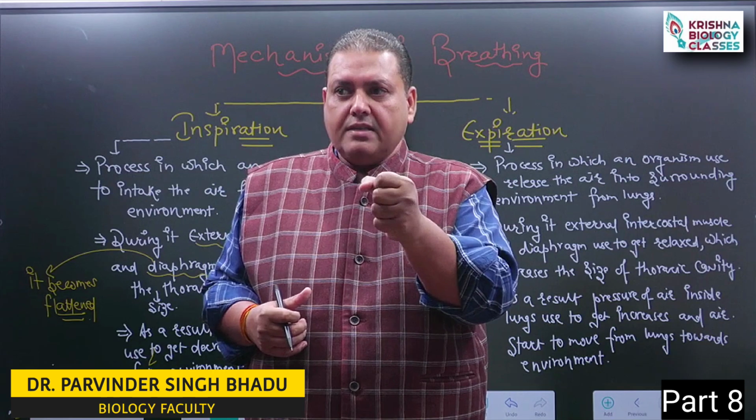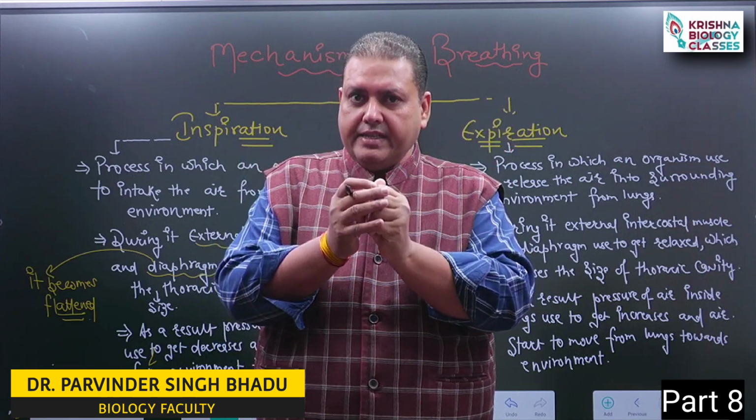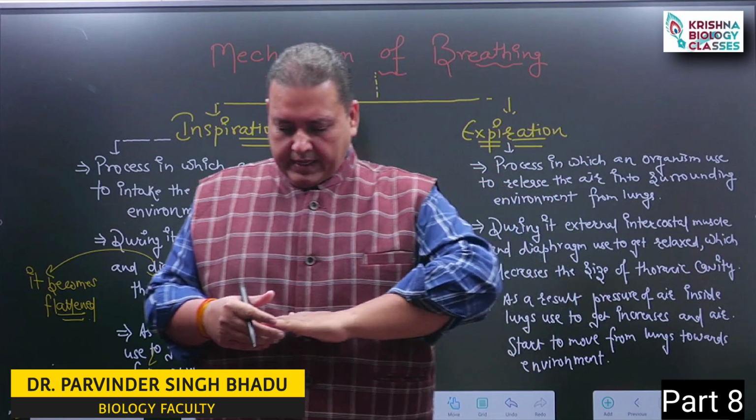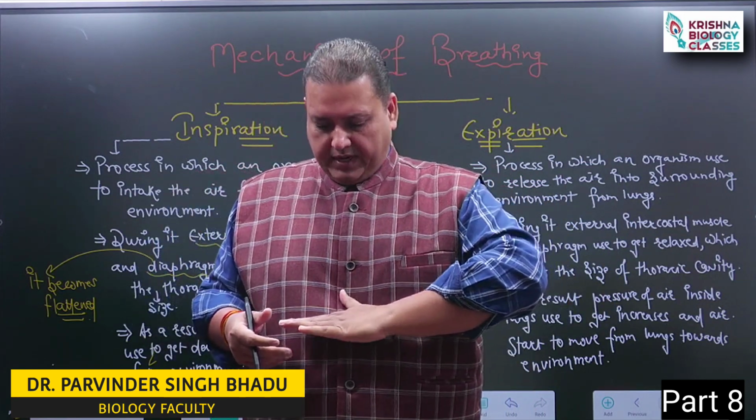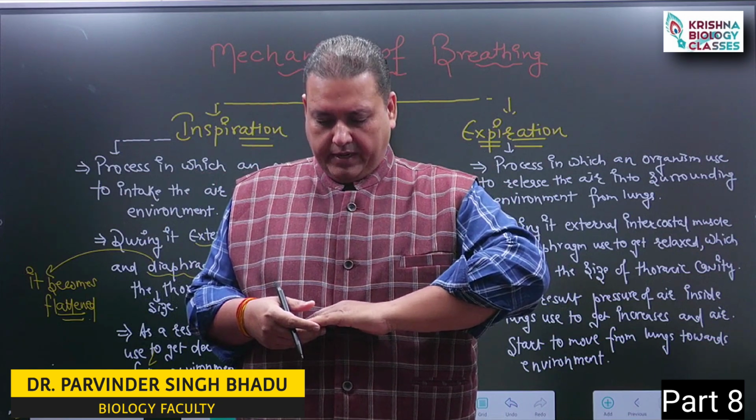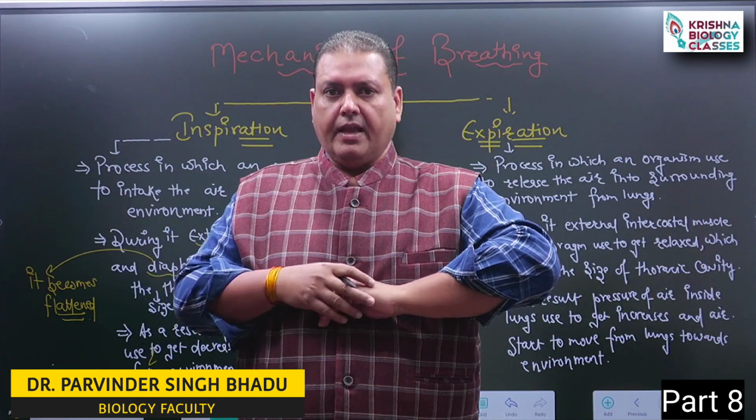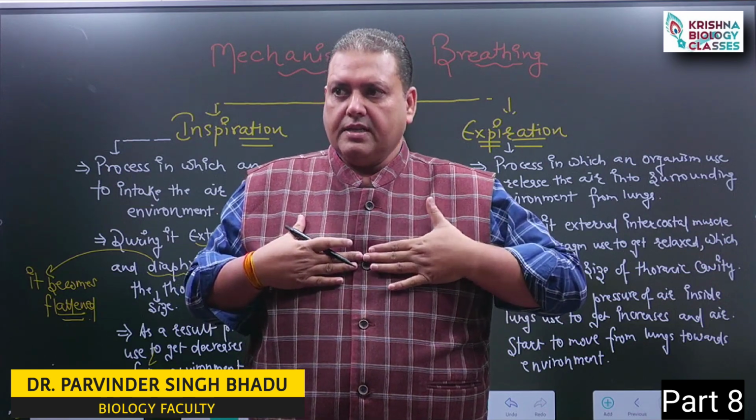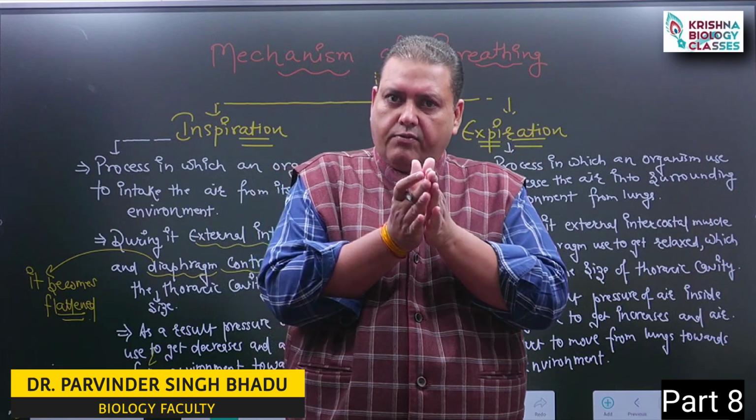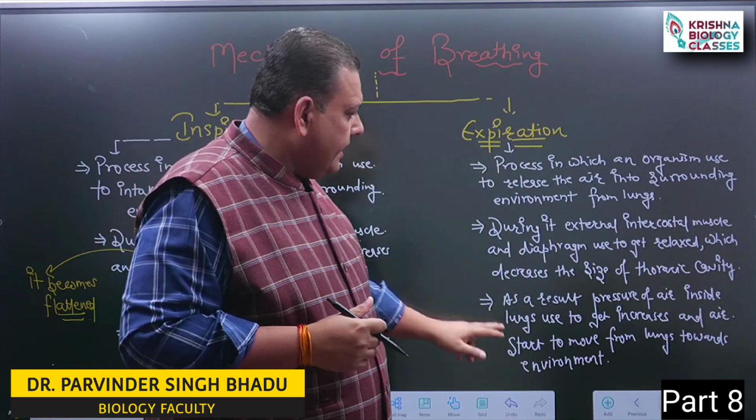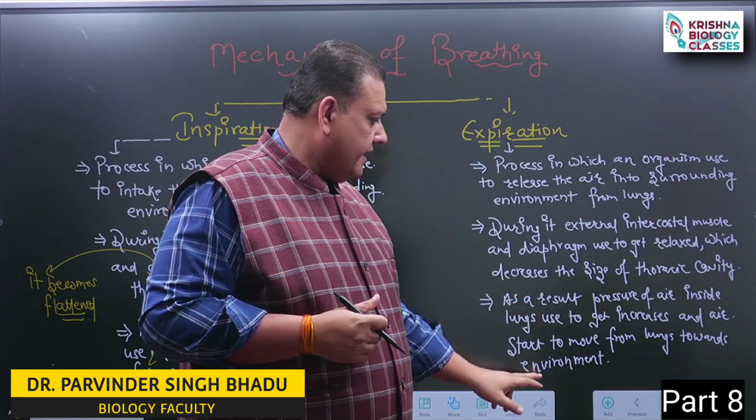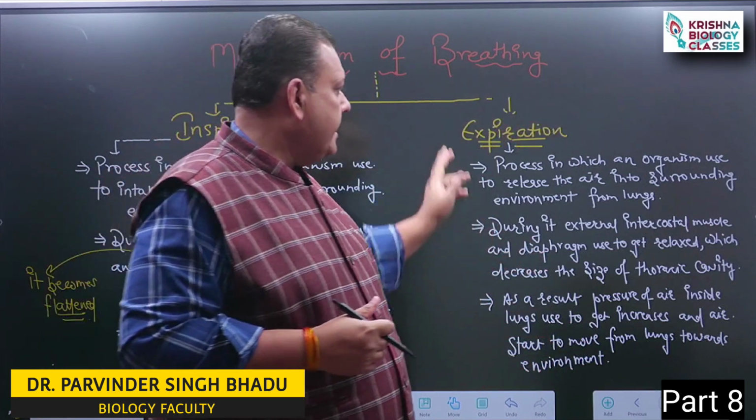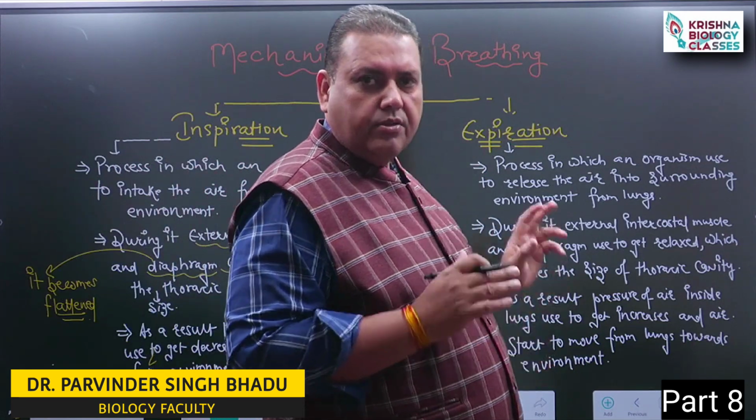When we press it, the size decreases, pressure inside it increases and air comes out. Likewise, when the diaphragm contracts, it becomes flattened, but when it relaxes, it again becomes dome shaped. The external intercostal muscles relax, decreasing the size of the thoracic cavity and increasing the pressure inside the lungs. As a result, air moves outside. That is how inspiration and expiration take place.